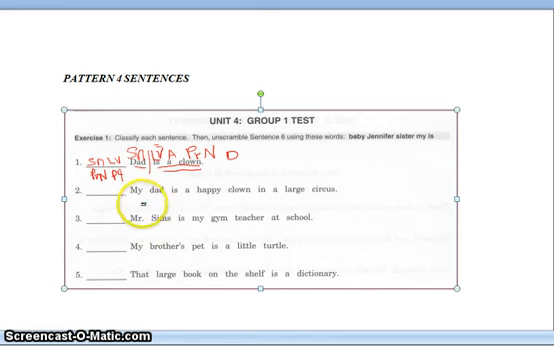So the subject question is, who is my gym teacher at school? And the answer, Mr. Sims, subject noun. What is being said about Mr. Sims? Mr. Sims is, verb. Mr. Sims is what? Teacher. Verify the noun. Does teacher mean the same thing as Mr. Sims? In other words, can we say that teacher equals Mr. Sims? And the answer is yes. And so teacher becomes our predicate noun, and is becomes our linking verb.